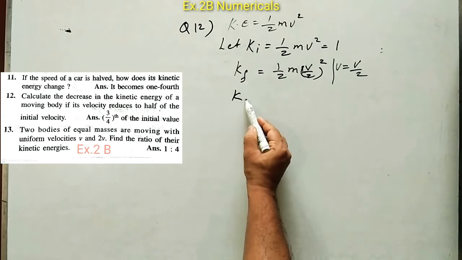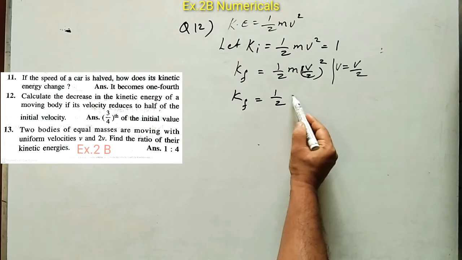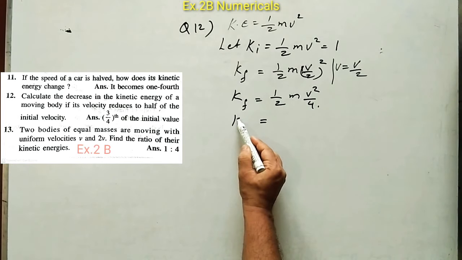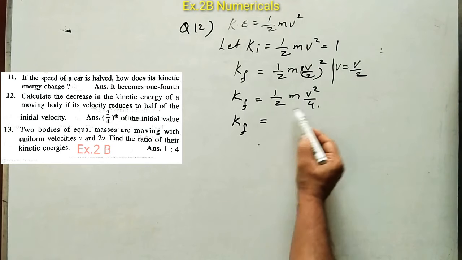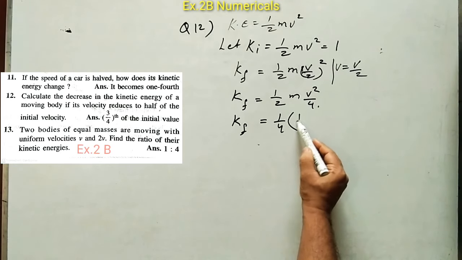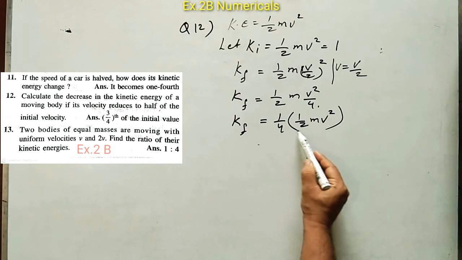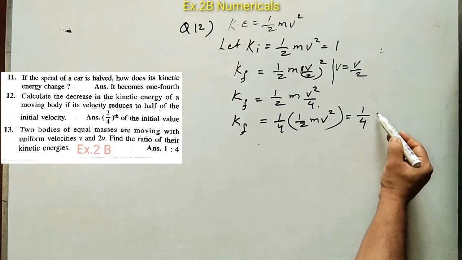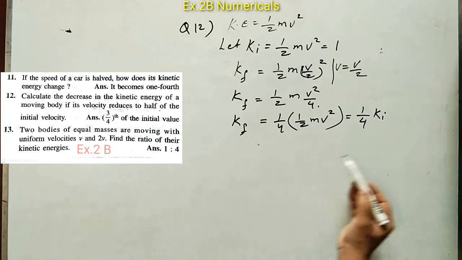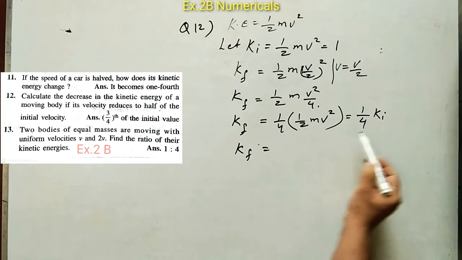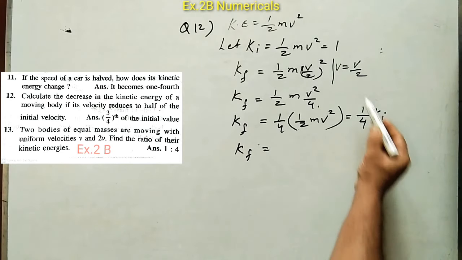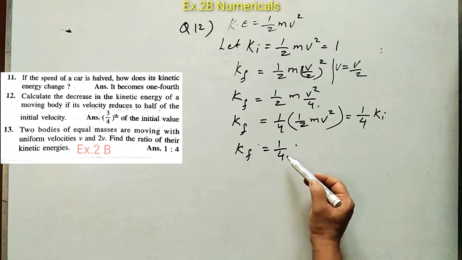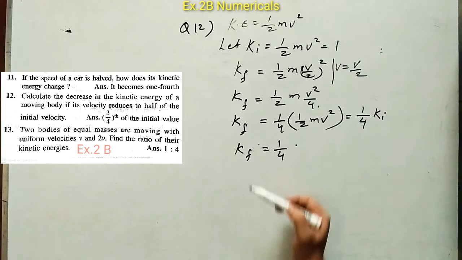So final kinetic energy becomes 1 by 2 into m into v square by 4. This I can write as final kinetic energy is equal to, I can take 1 by 4 outside, 1 by 2 mv square. So what is 1 by 2 mv square? That is equal to the initial kinetic energy. So Kf is equal to 1 by 4 of initial kinetic energy, 1 by 4 into 1, that is 1/4. Clear? So the final kinetic energy is 1/4 of the initial kinetic energy.